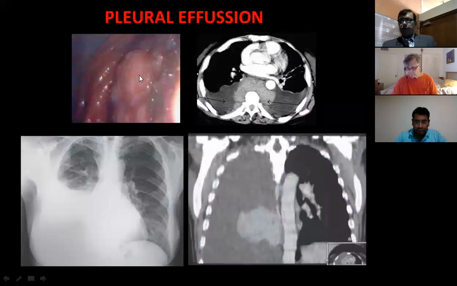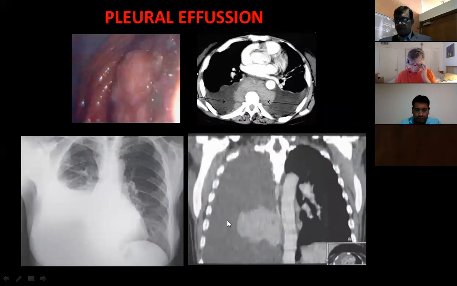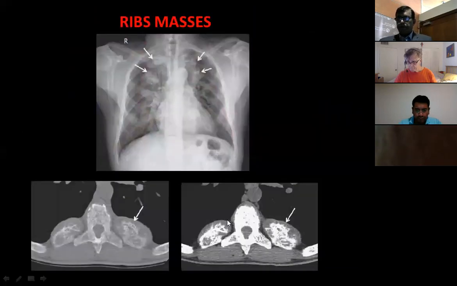Pleura itself, this is a nodule within the pleura through the pleuroscope, and you can see that these nodules are there with pleural effusion. The anterior and posterior edge of ribs will be enlarged, like in this case. You can see at the costotransverse joint, these ribs are enlarged to produce blood.